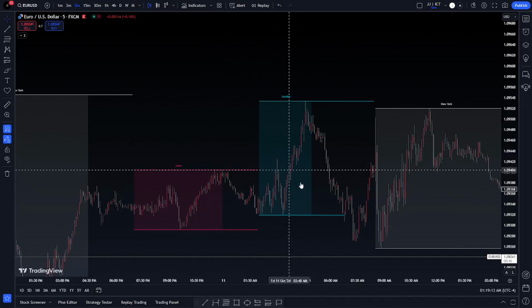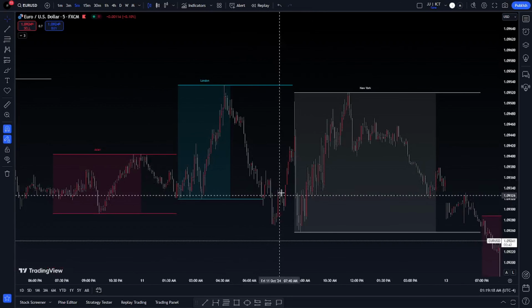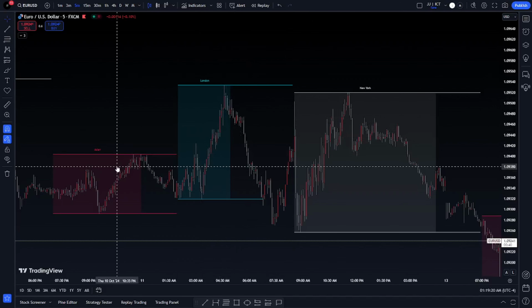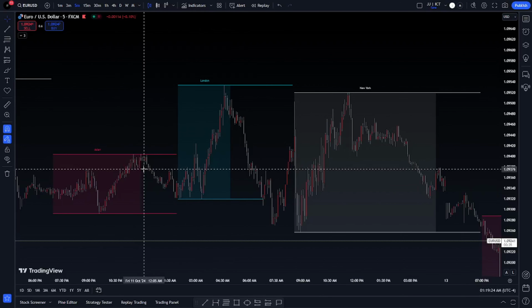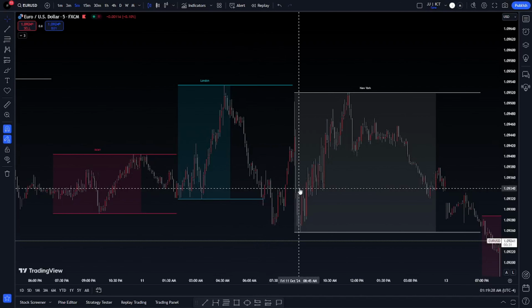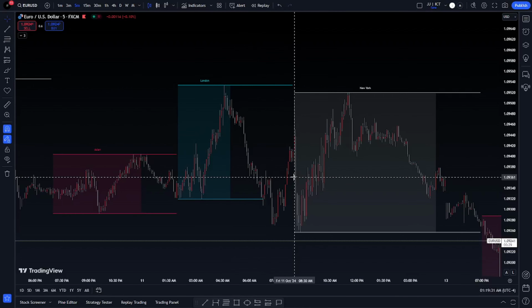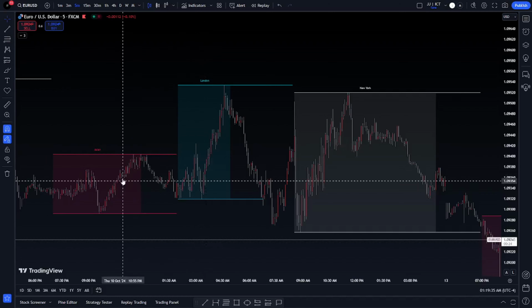This is where you want to look for your trades. You don't want to look for trades in between these little gaps between the kill zones. You can analyze these gaps, sure, and look to see what's going on for confluences, but don't trade them. Trade within these right here.